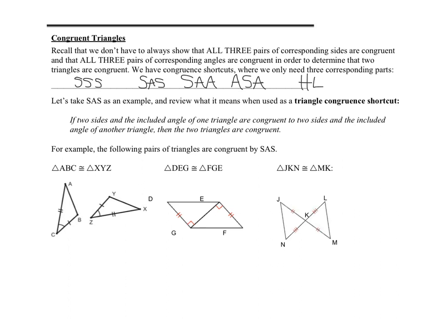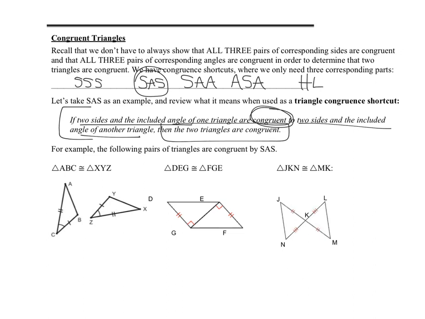Let's just take side, angle, side as an example and review what SAS meant when we used it as a triangle congruent shortcut. This was the long version of it. If 2 sides and the included angle of one triangle are congruent to 2 sides and the included angle of another triangle, then the 2 triangles are congruent. Notice that we have congruent happening here. So if we know that these are congruent to these, then the triangles are congruent.